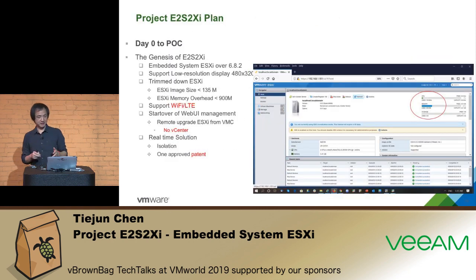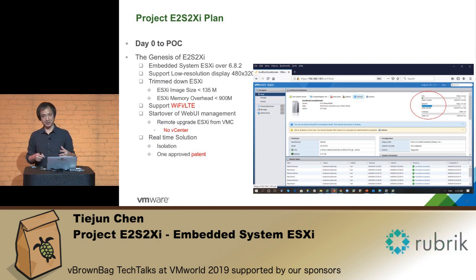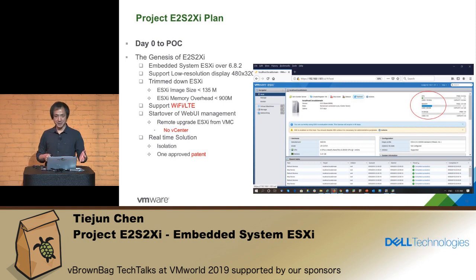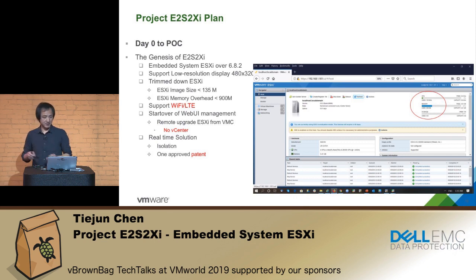Okay, this is something I have done. I built my embedded system ESXi on 6.2, and also had to modify some code to make sure ESXi can show on a very low resolution display. It's one thing, and also I reduced the image size by about 130 megabytes. The memory overhead is reduced to less than 900 megabytes. And I also built a UI to manage this ESX host in this system.